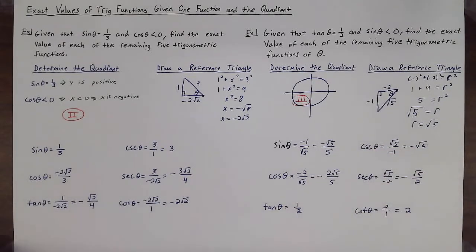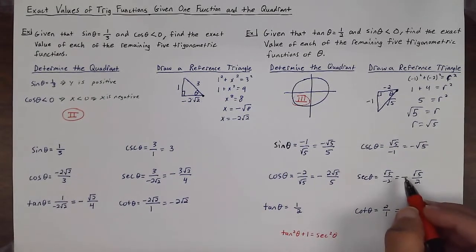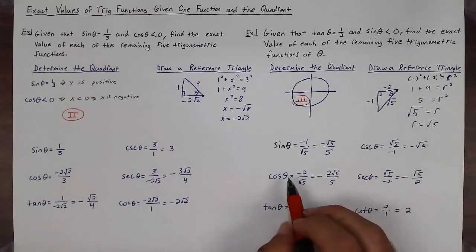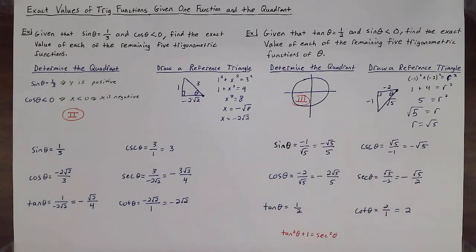And if you didn't want to use the reference triangle, after you figure out cotangent, you could have also used the Pythagorean identity, tangent squared of theta plus 1 is equal to secant squared of theta, and solve for this value pretty quickly. And just remembering that secant should be negative, since x would be negative in the third quadrant. And now you know how to find the exact value of trig functions given one function and the quadrant.